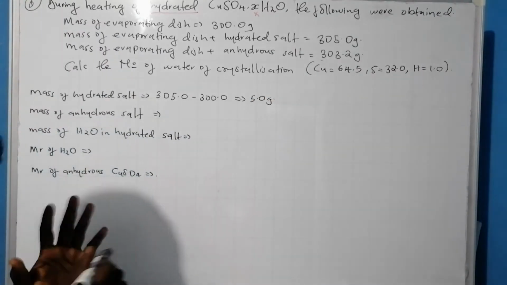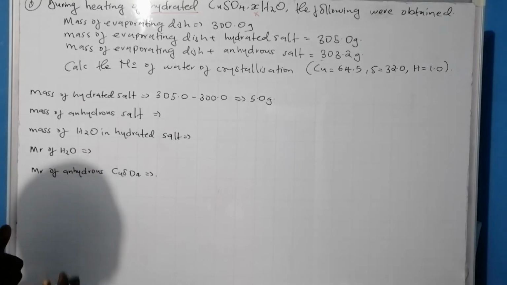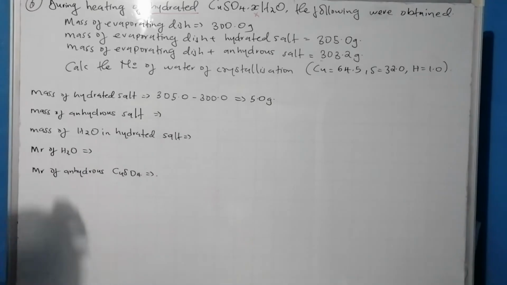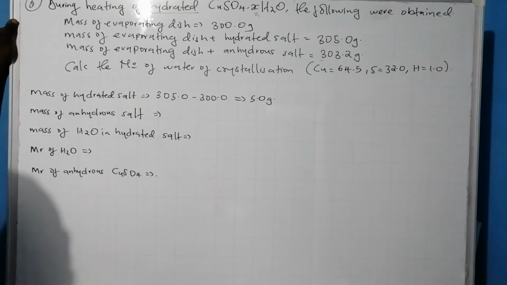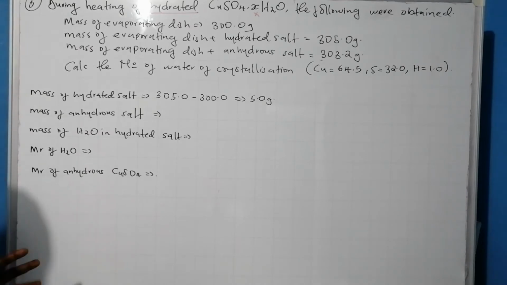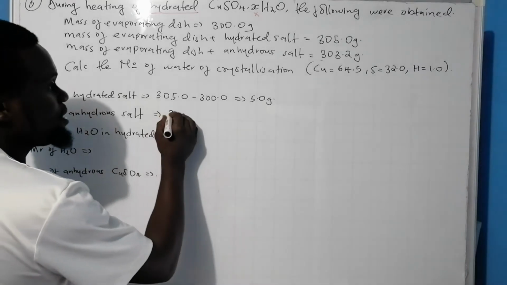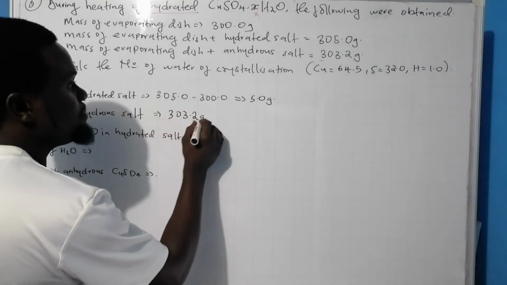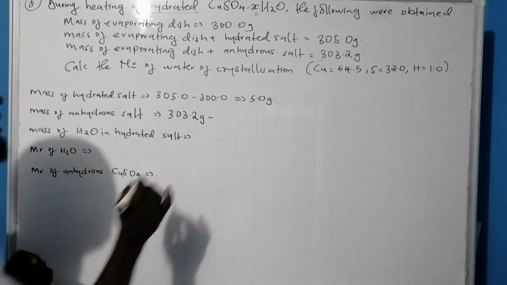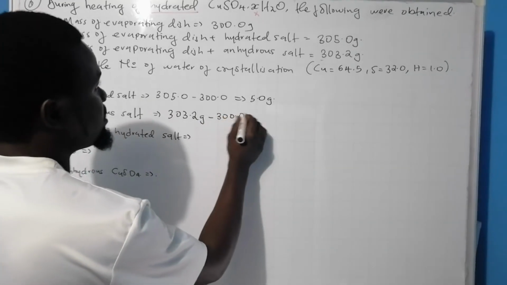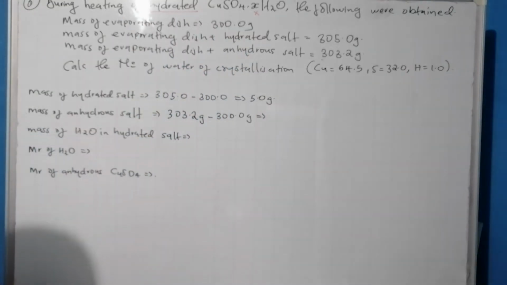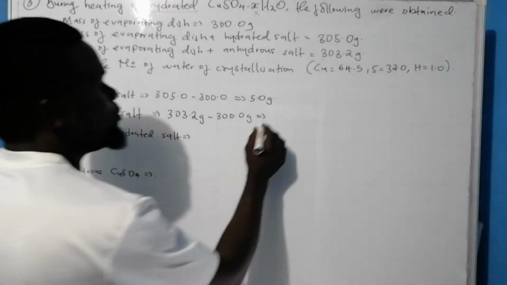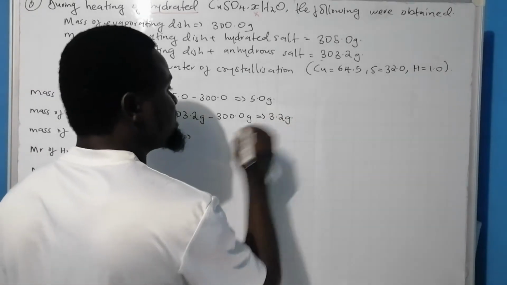Now, after having such a value, how do I calculate the mass of anhydrous salt? If I have the mass of evaporating dish plus the anhydrous salt to be that one, how do I get the mass of the anhydrous salt? I will take 303.2 gram. I will subtract 300.0 gram. Remember, the 300.0 gram is the mass of the evaporating dish. And when I get the difference, the answer will be 3.2 grams.